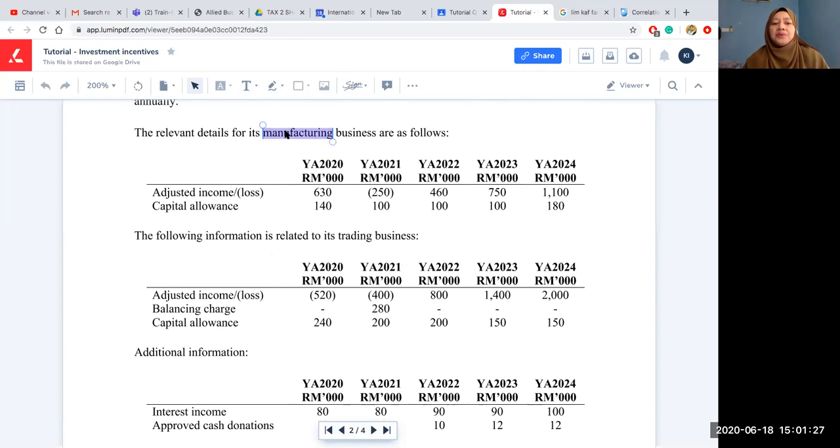Can you do that now, or have you done that? Not yet. Okay, if not yet, good. Do it now. You have 5 columns. You don't have time to use the ruler or anything. I want you to just write the 5 years horizontally: 2020, 21, 22, 23, 24. And then starting from adjusted income minus capital allowance.